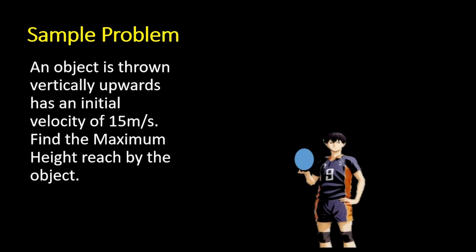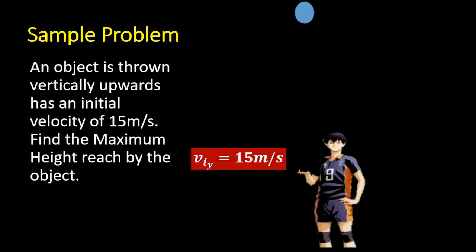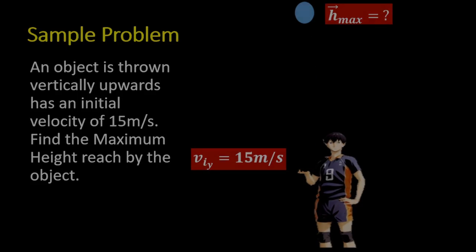Sample problem. An object is thrown vertically upwards, has an initial velocity of 15 meters per second. Find the maximum height reached by the object. Solution.